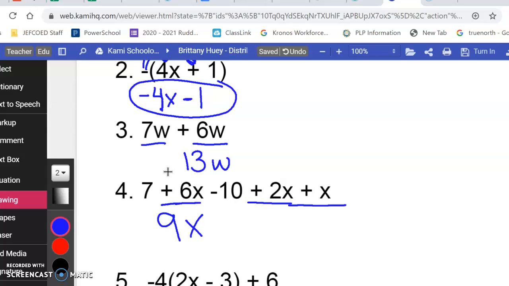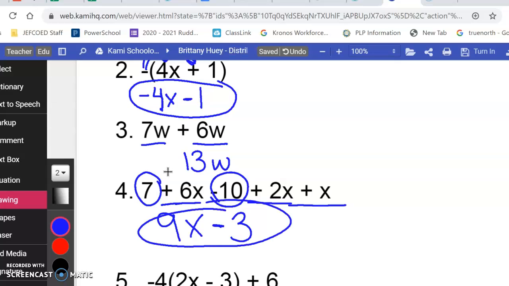All right, next let's look at our constants here. We have a 7, and then notice this is going to be a negative 10. If the signs are different here, because we're combining, so we're adding basically, since they're different, you're going to subtract. That makes 3. Keep the sign of the number that's farther from 0. And that's it, guys. That's all you do.